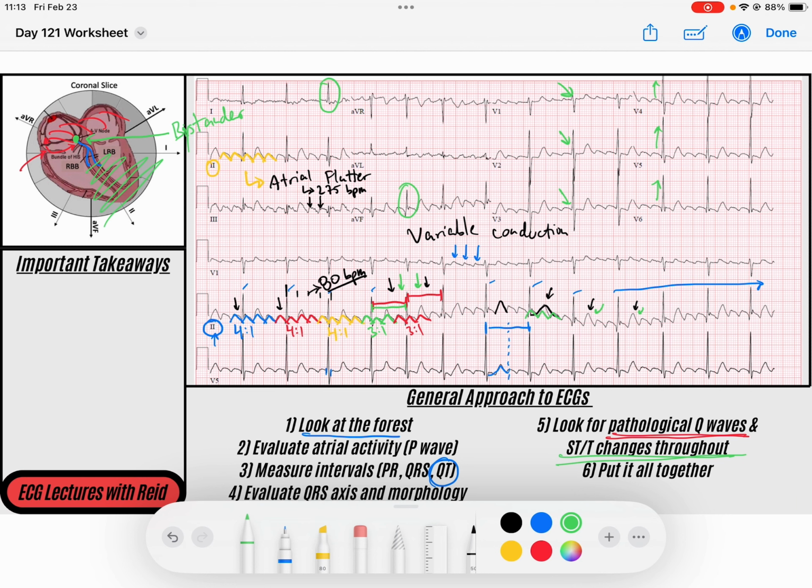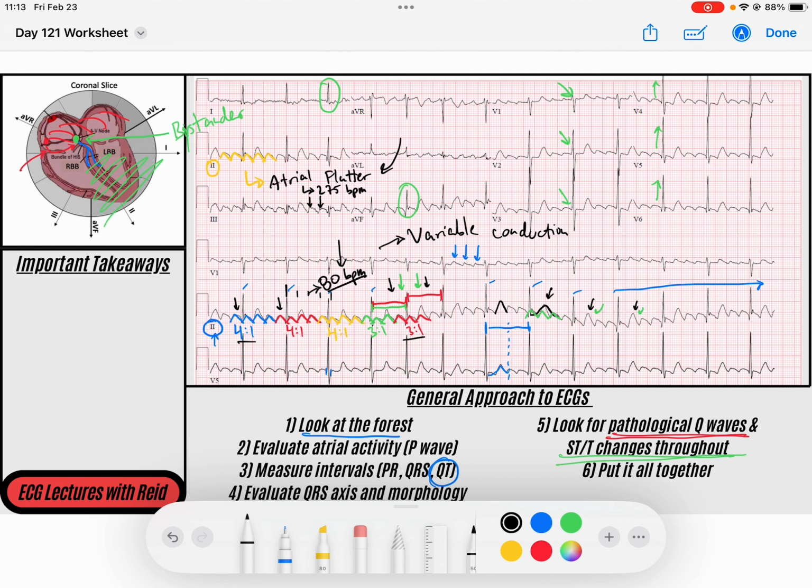And so pretty simple, let's put this together. What do we have? We've got atrial flutter with variable conduction alternating between 4-to-1 with occasional 3-to-1 conduction, with an average rate generally around 80 beats per minute. So I hope this helps you better understand atrial flutter and some of its physiology. If you have any questions about atrial flutter, please feel free to ask.